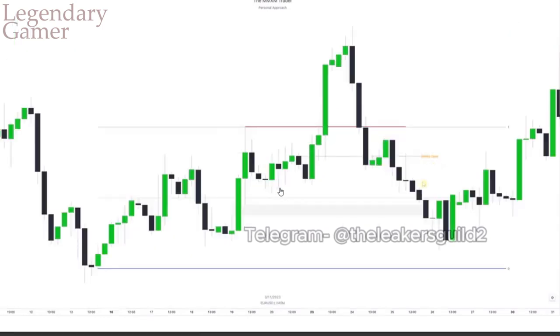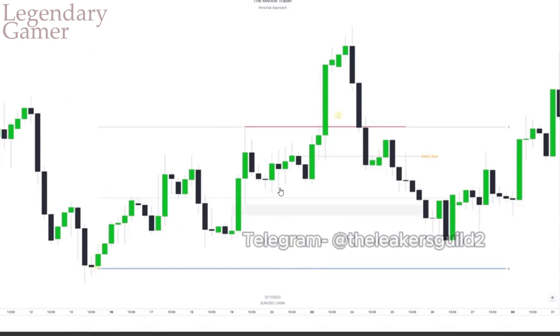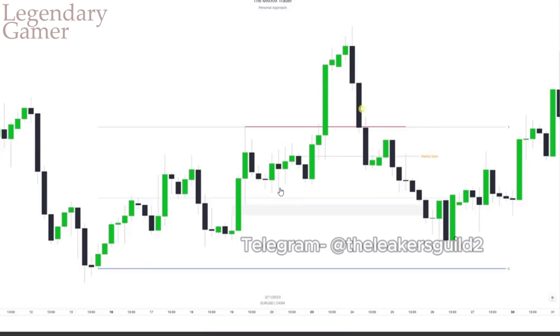Here we have another example, Euro USD 4-hour chart, right? Range high into range low, running those highs up here, and then we have a 1-hour fair value gap down here. So we want to be looking to trade towards that 1-hour fair value gap.